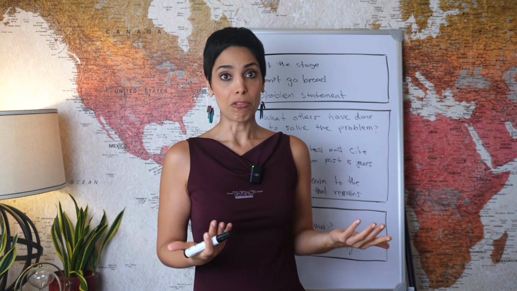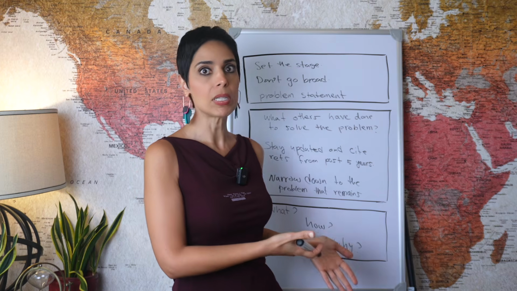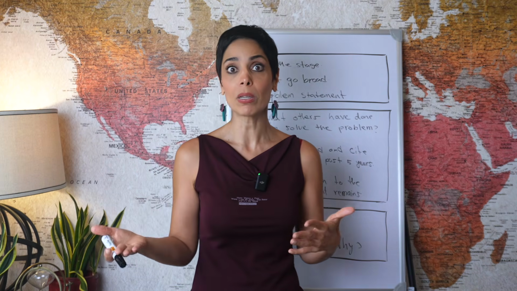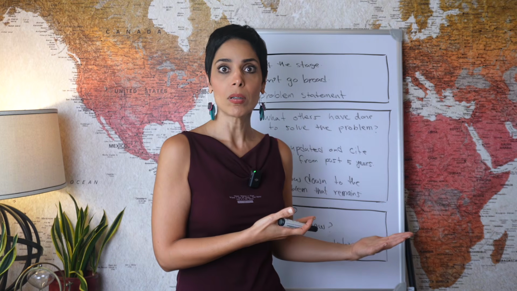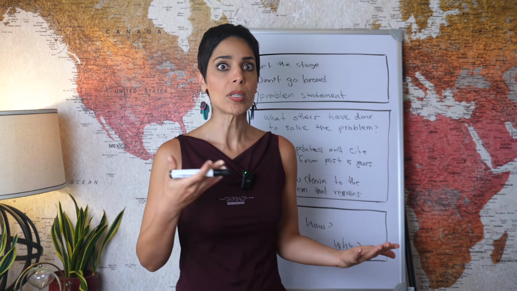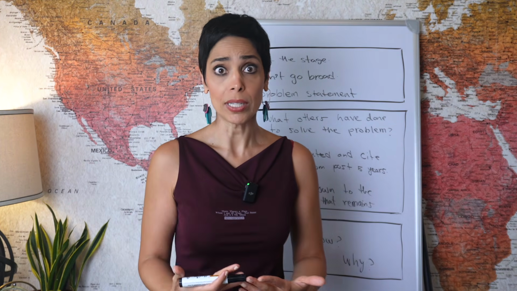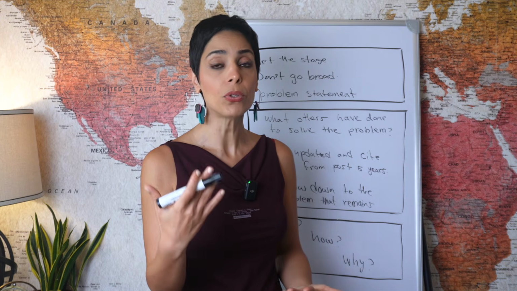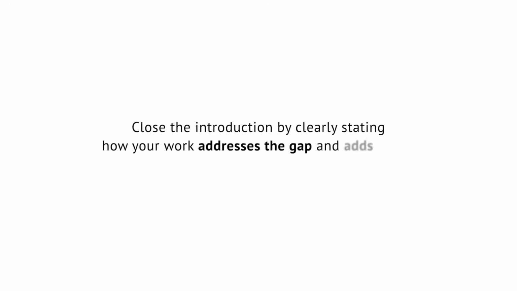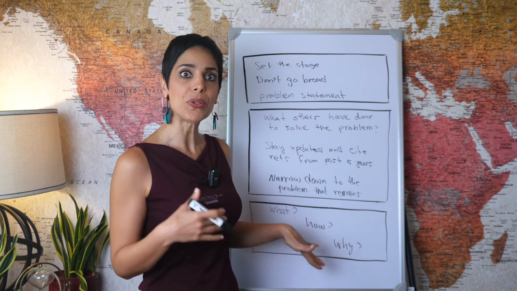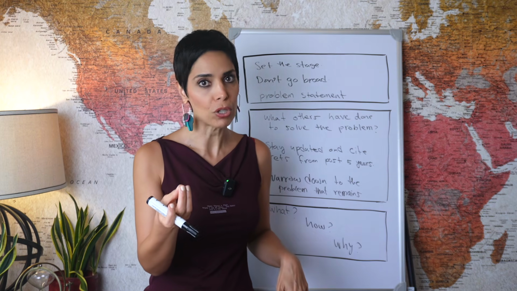And the third paragraph, present what you've done. State what type of review article this is, systematic review, narrative review, meta-analysis, how you carried out the review, databases searched, selection criteria, method, and why you did it, the justification, the expected contribution, and the value your review adds to the state of the art. Close the introduction by clearly stating how your work addresses the gap and adds value. If the introduction follows this three-part system, you immediately give the impression that you know what you're doing.